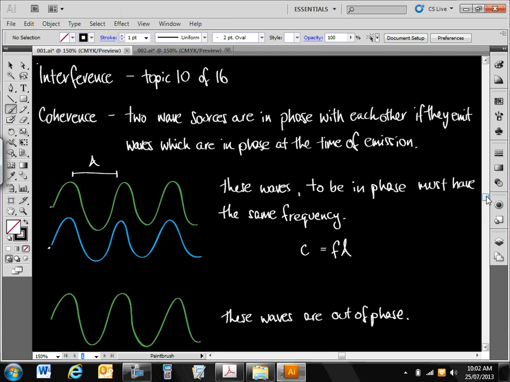We're looking at interference. We talked last lesson about coherence and what coherence is. It's two waves, not necessarily in phase, but having the same frequency and having a constant phase relationship between them.